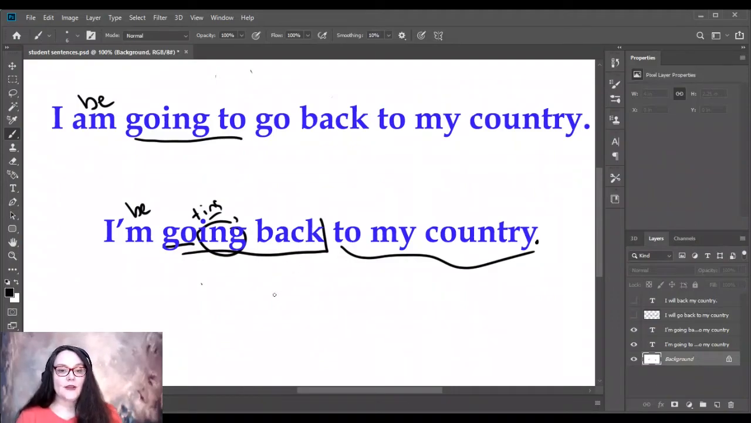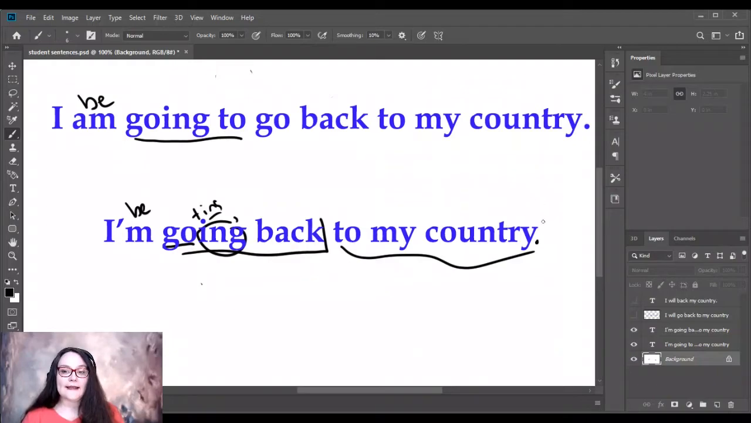So, why can I use the present continuous tense in this situation? Now, you could use the future tense. You could say, I am going to go back to my country. But remember, this was a casual conversation. It was spoken English. And Americans are usually going to try to find the shortest, simplest way to say things. And so in this case, it's present continuous.